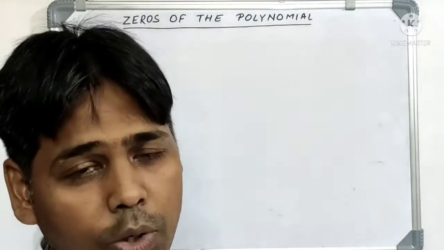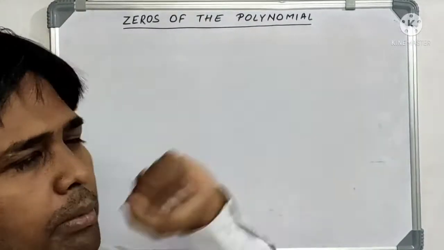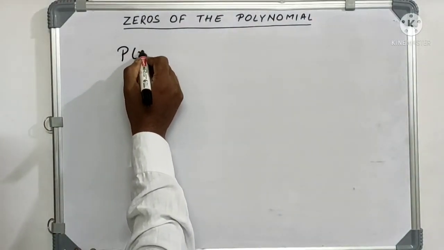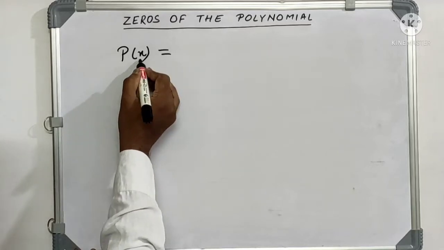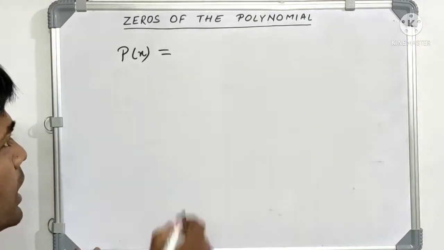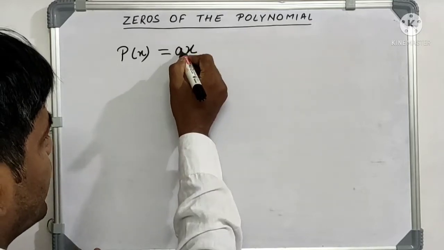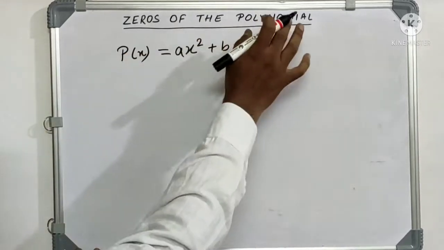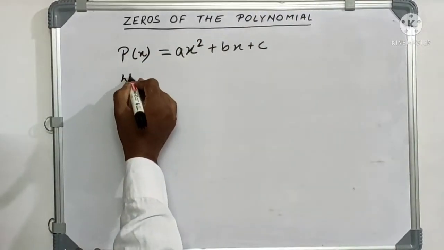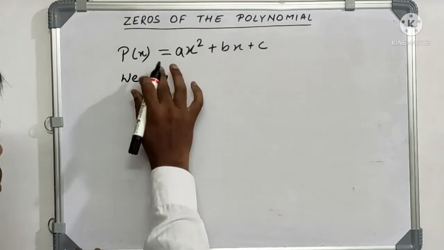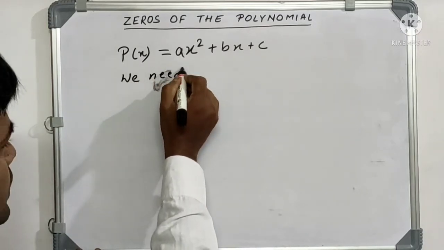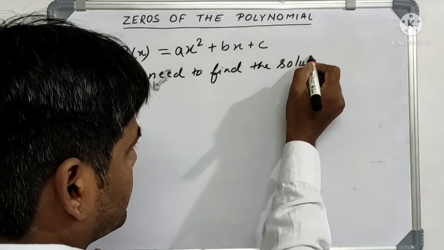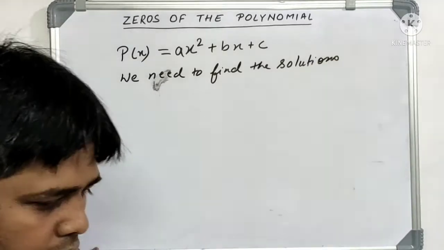So without wasting time, let us continue with the topic zeros of the polynomial. Zeros of the polynomial means that suppose we have a polynomial p of the variable x, and let's say I am representing a quadratic equation ax square plus bx plus c. Whenever we talk about the zeros of the polynomial, it means that we need to find the solutions.